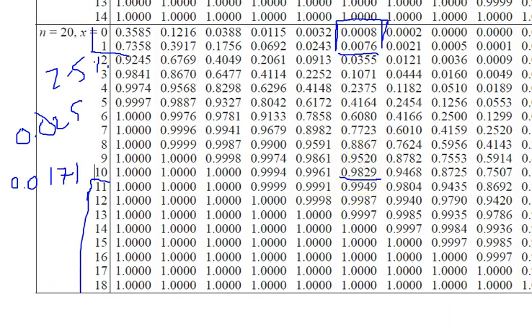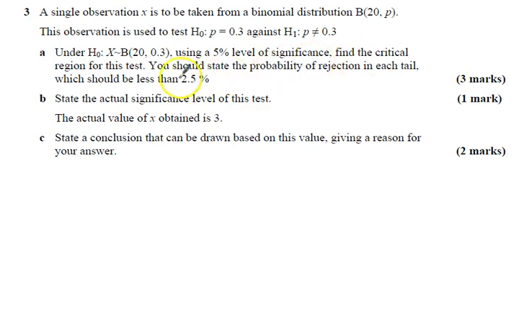Let's head back to the question and I'll just show you how to write that. Okay, one second whilst I flip. Okay, so back at the question, how am I going to write that? It asks for the critical region.